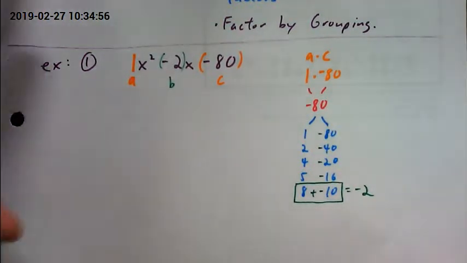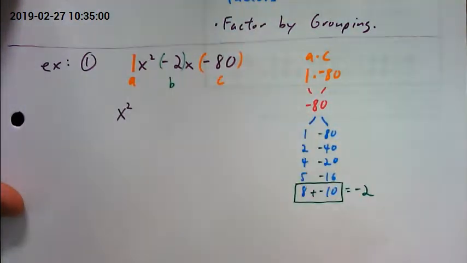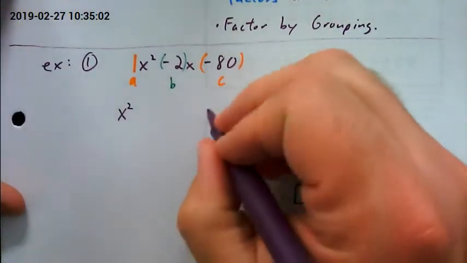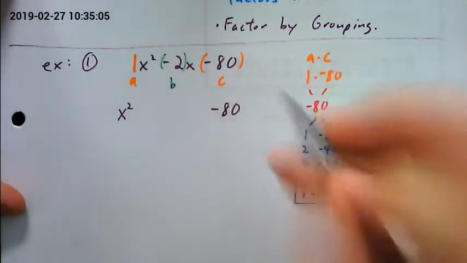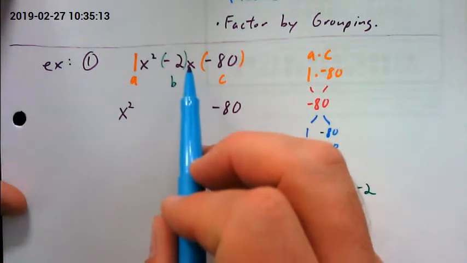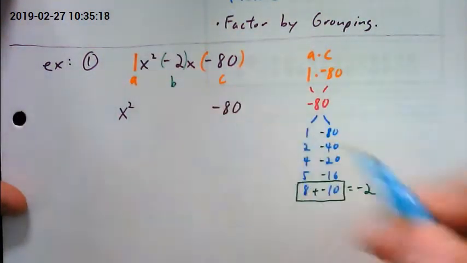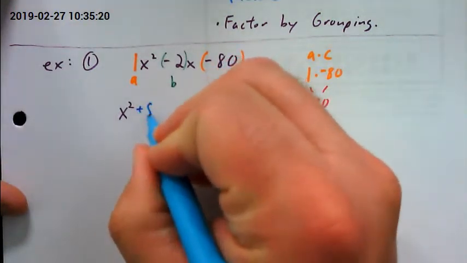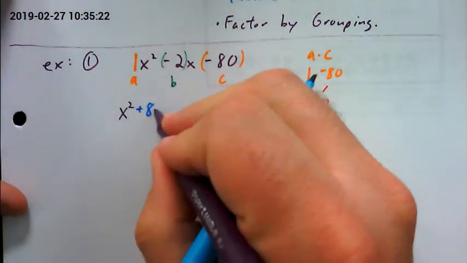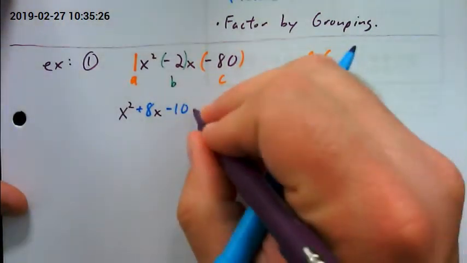So everything else about this stays the same. We still have the x squared. We still have the negative 80. But that middle term is being split. So instead of negative 2, we're going to have a positive 8 and negative 10. The x value, though, will still be with both because they have to be like terms. So now we have a positive 8x and we have a negative 10x.